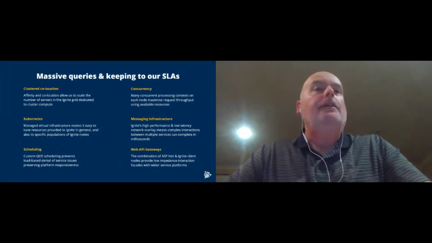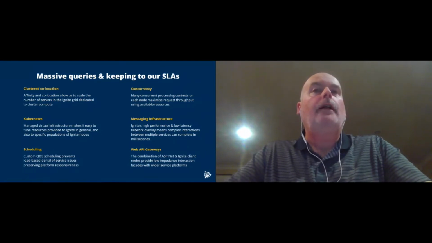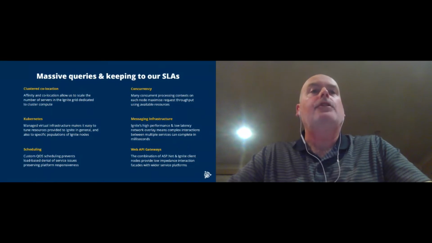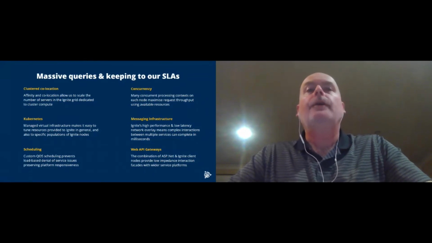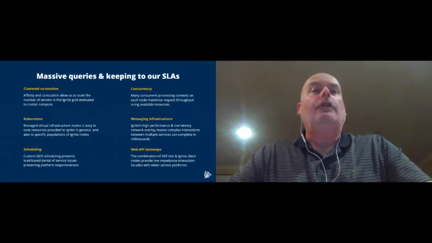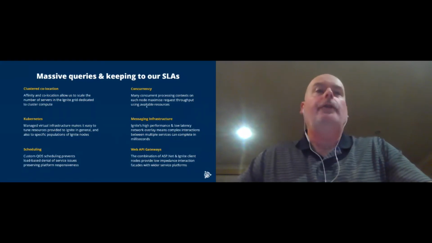We use Kubernetes, and this gives us a lot of flexibility for providing the right amount of resource to our platform to allow it to respond to load. And we can scale up and down very quickly in some aspects of that, and that gives us a lot of power to tune our deployment.